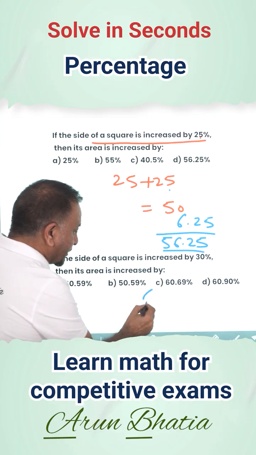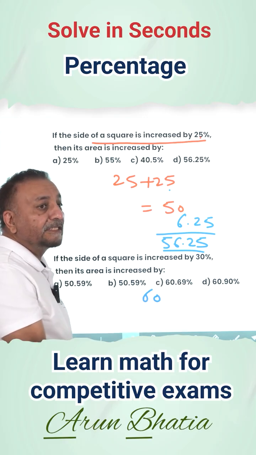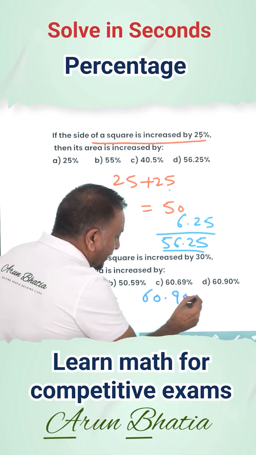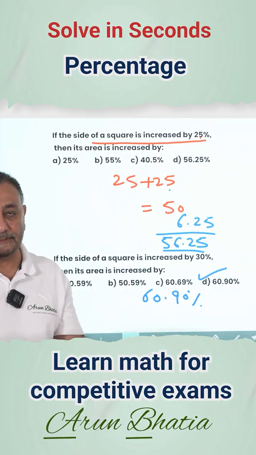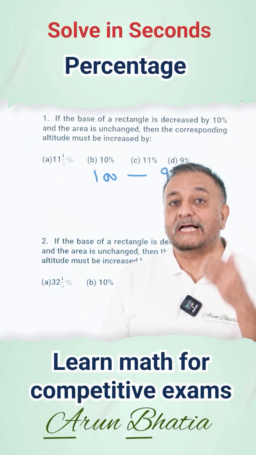Use this method here also. 30 plus 30 is 60. 30 into 30 is 900. So that means this is the answer. So this is the easier way. You can solve these questions in a few seconds. Student, we have started making difficult questions easy.